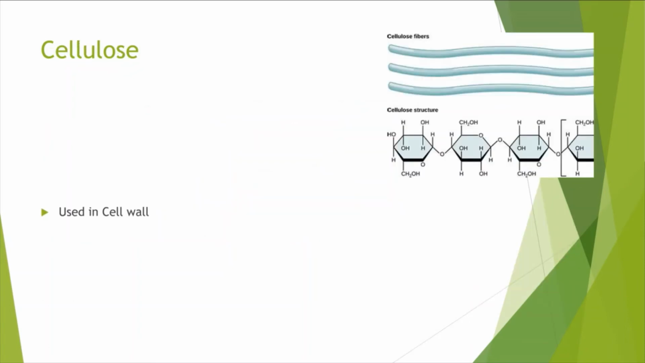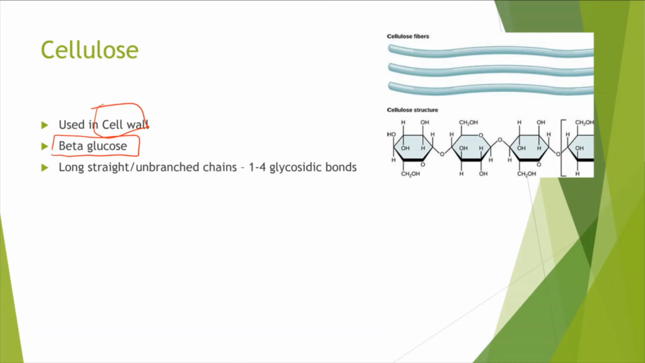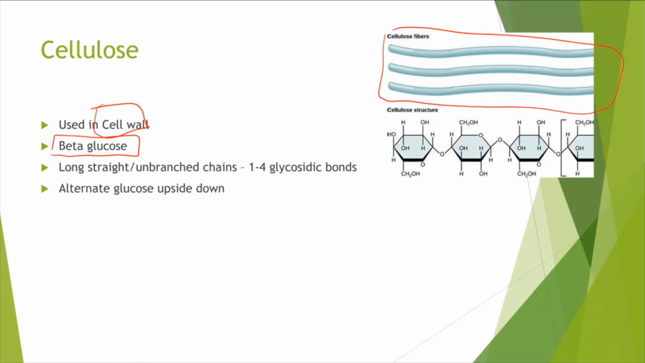All right, cellulose. Cellulose, you might be aware, is used in cell walls, and it's made of beta glucose this time. So it's not alpha glucose, it's beta glucose, and it has long, straight, unbranched chains. Looking at this, as you can see, this is much straighter than the starch and the glycogen, and it only has 1,4 glycosidic bonds. And in the structure of it, the alternate glucose is upside down.